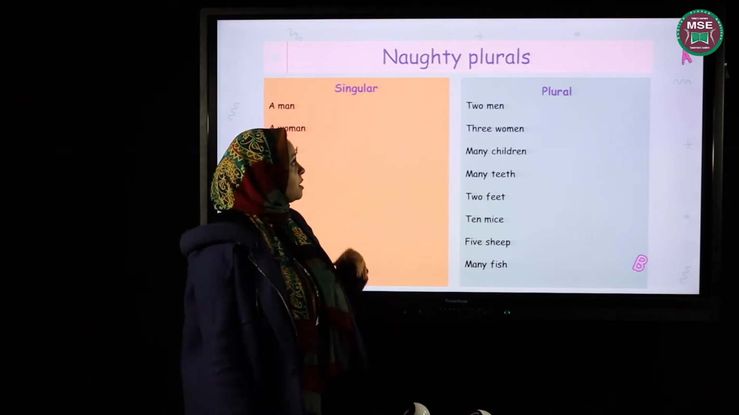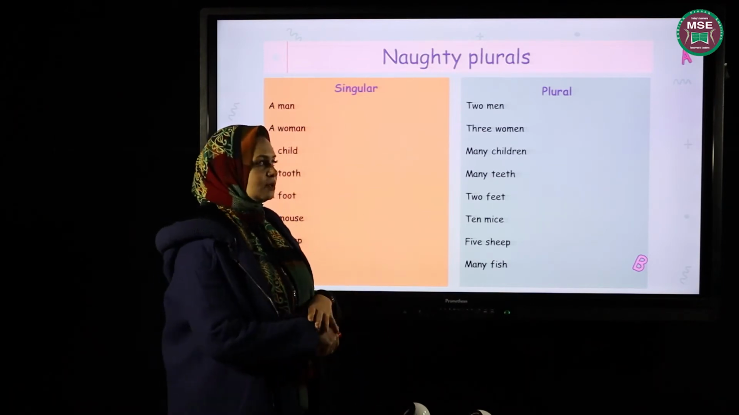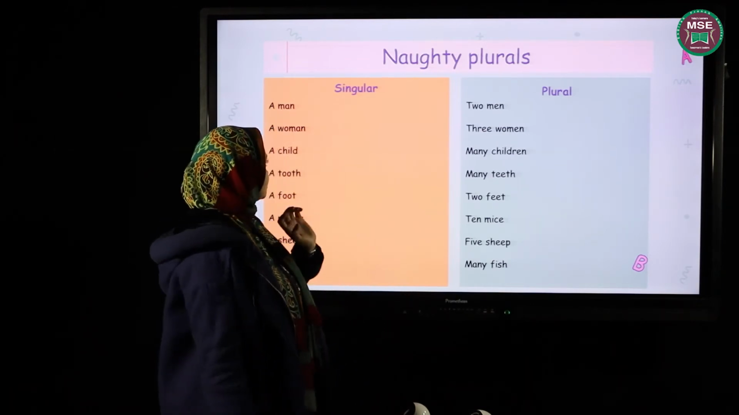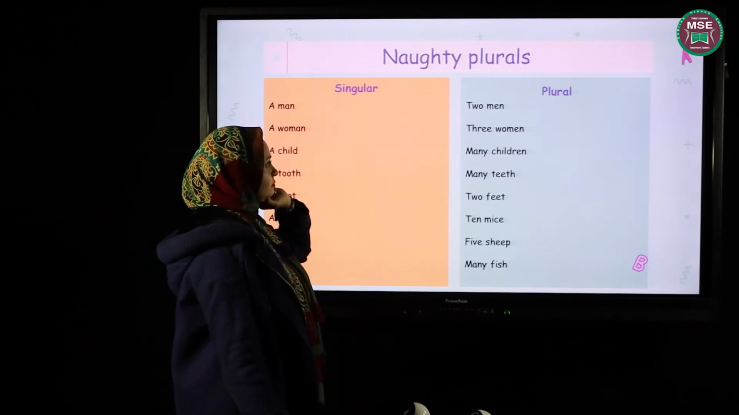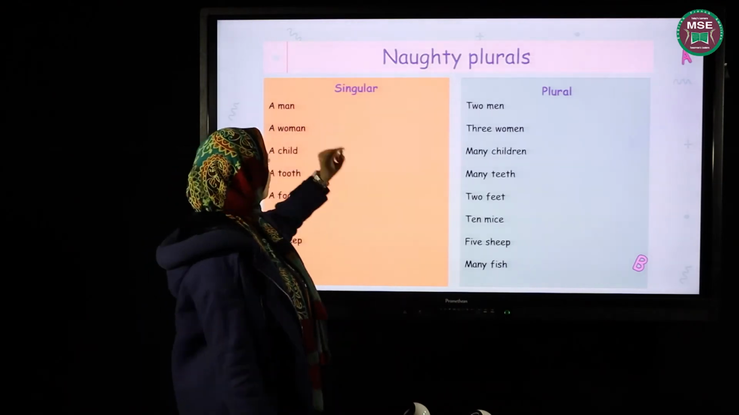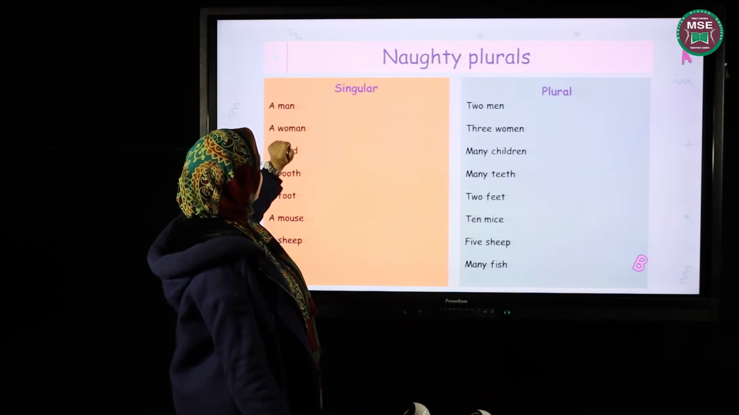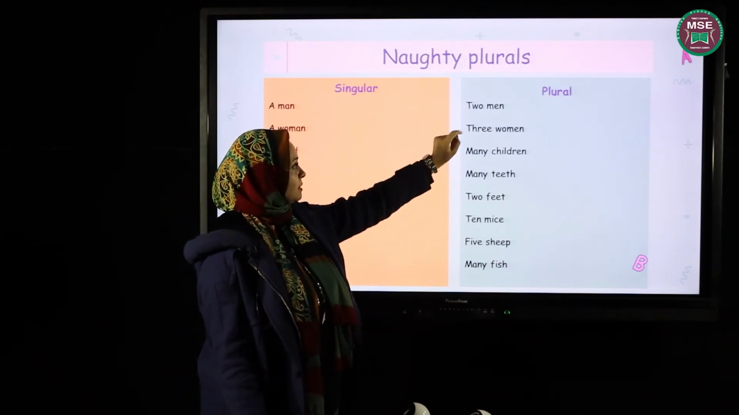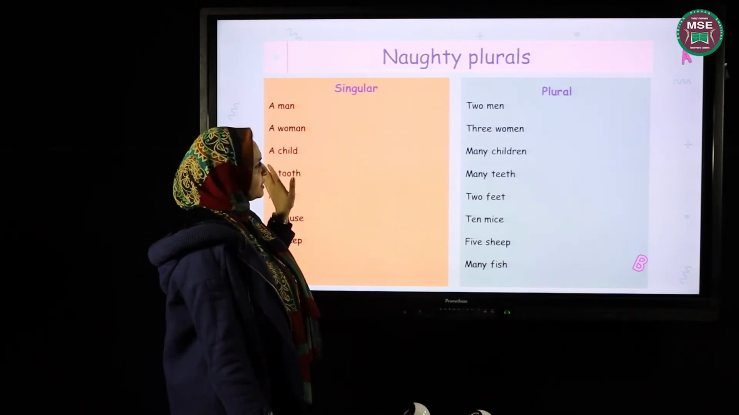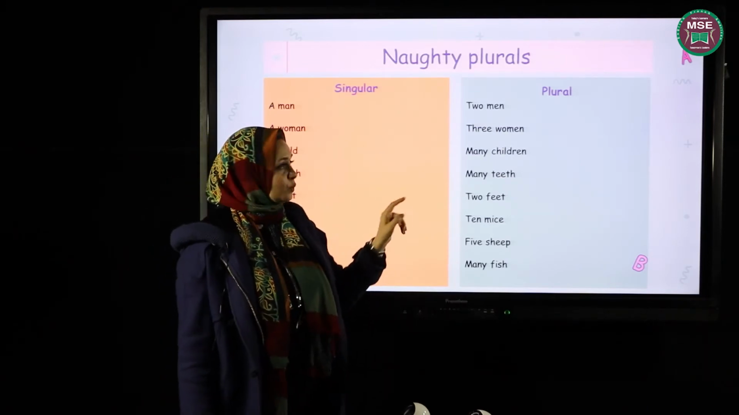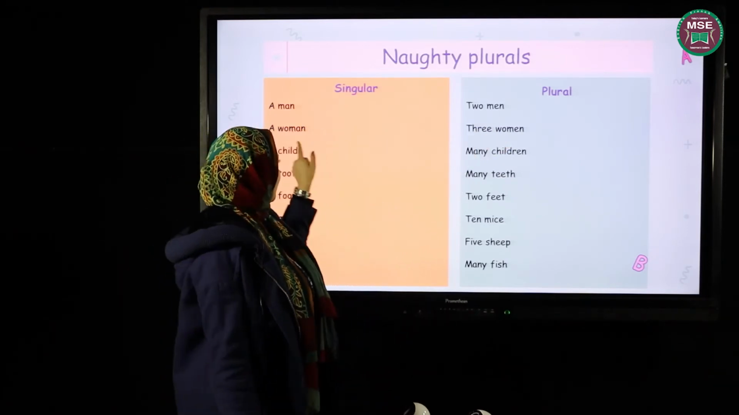And we have some naughty plurals. They change totally. For example, a man, two men. So we changed a to e, men. Woman, the same. Three women. We changed a to e.